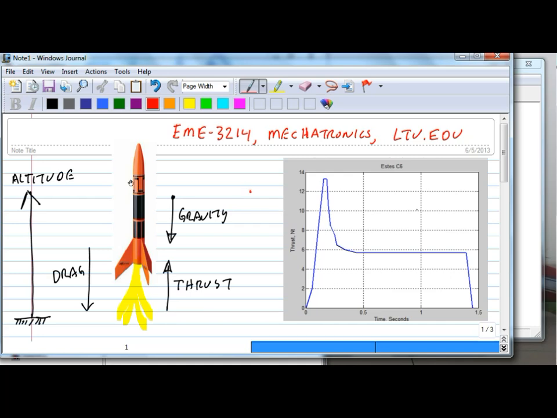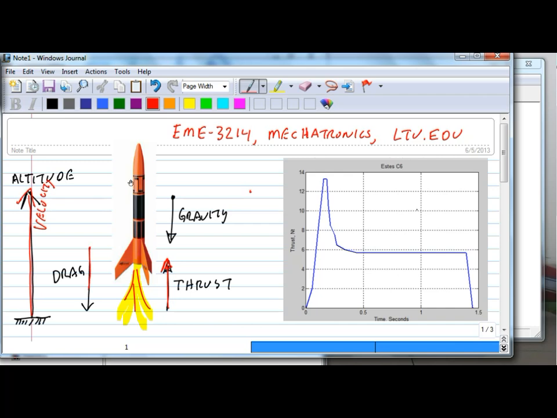We have a model rocket here. That's a picture of an Estes Alpha, if anybody cares. When it's flying, you have the engine generating the thrust out the back, and the thrust acts in an upwards direction. As it picks up speed, the altitude, we'll say, is positive upward. Also, velocity, we'll say, is positive upward.